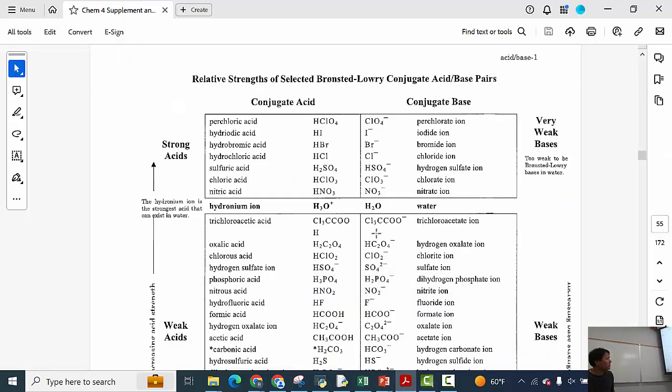So let's take a look at acids right now. In your supplement, you have this chart here of the acids. You have your 7 common strong acids here, and then there's going to be a border. The border is hydronium. And then you have your weak acids. The way they rank the acid strength is by how easily the acid loses its hydrogen. And so we know that strong acids are strong electrolytes.